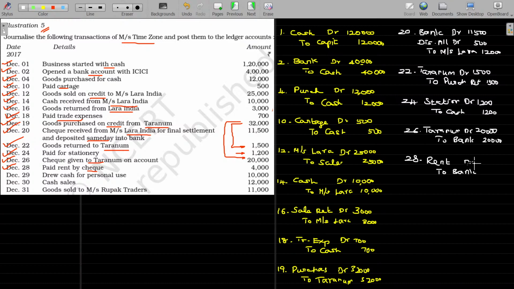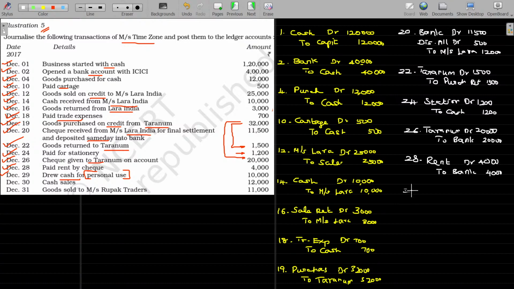This value being 4,000. And on 29th, drew cash for personal use, 10,000 rupees. Personal use should always be debited to the drawings account. So I am going to debit drawings account to cash.